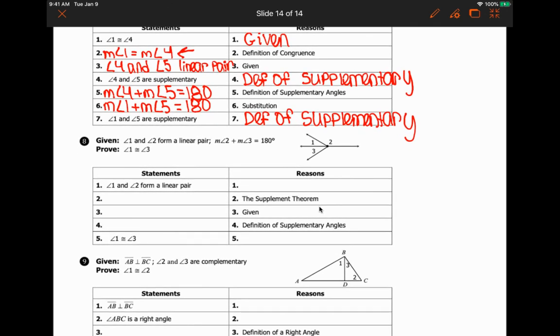Okay, number 8. 1 and 2 are a linear pair. So that's given. Then they wanted us to use the supplement theorem. So if they're a linear pair, then we know that they add up to 180. So we're going to want to fill in something that has to do with that. So we could just say angle 1 and angle 2 are supplements.